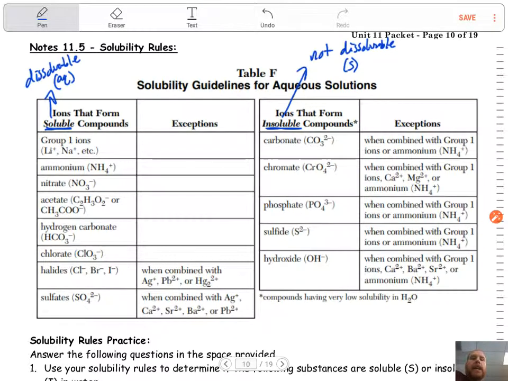When we look at these categories in this table, exceptions to the soluble rule are going to be solid. So if normally these ions are soluble, meaning they split up and form aqueous solutions, an exception to that rule is going to be a solid, meaning it's insoluble. On the flip side, over here on the right, these are the ions that form insoluble compounds, and their exceptions would then be soluble, making them aqueous in terms of their states of matter.